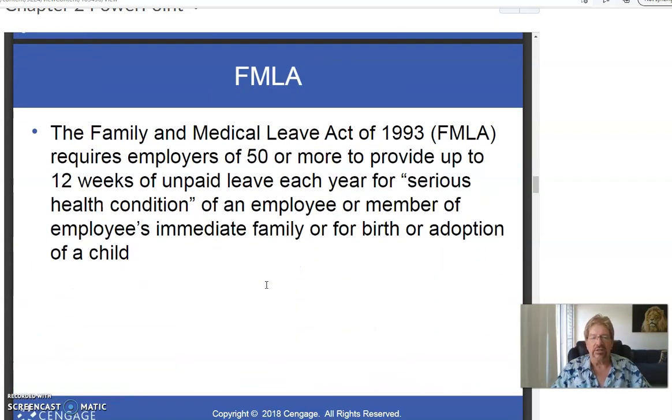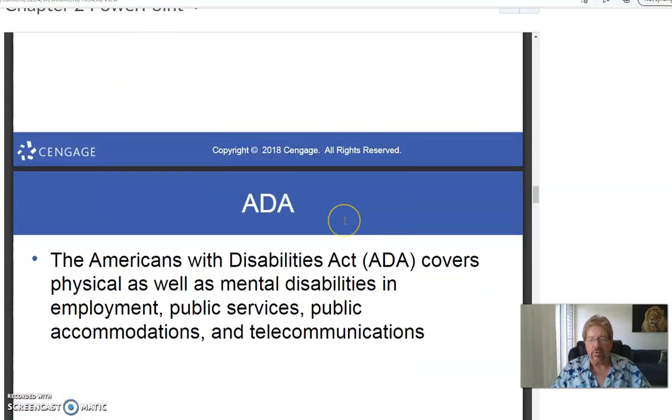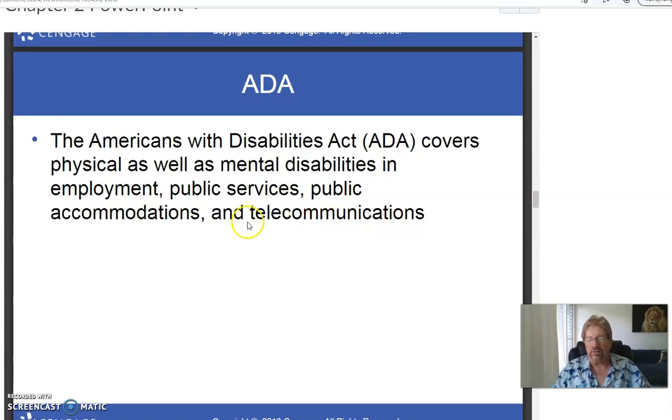Family and medical leave. The Family and Medical Leave Act of 1993 requires employers of 50 or more to provide up to 12 weeks of unpaid leave each year for serious health condition of the employee, a member of the employee's immediate family, or for the birth or adoption of a child. I think that's good. Guys, now look what the key word is here. Unpaid. But a lot of them don't even want to do that. But apparently they have to.